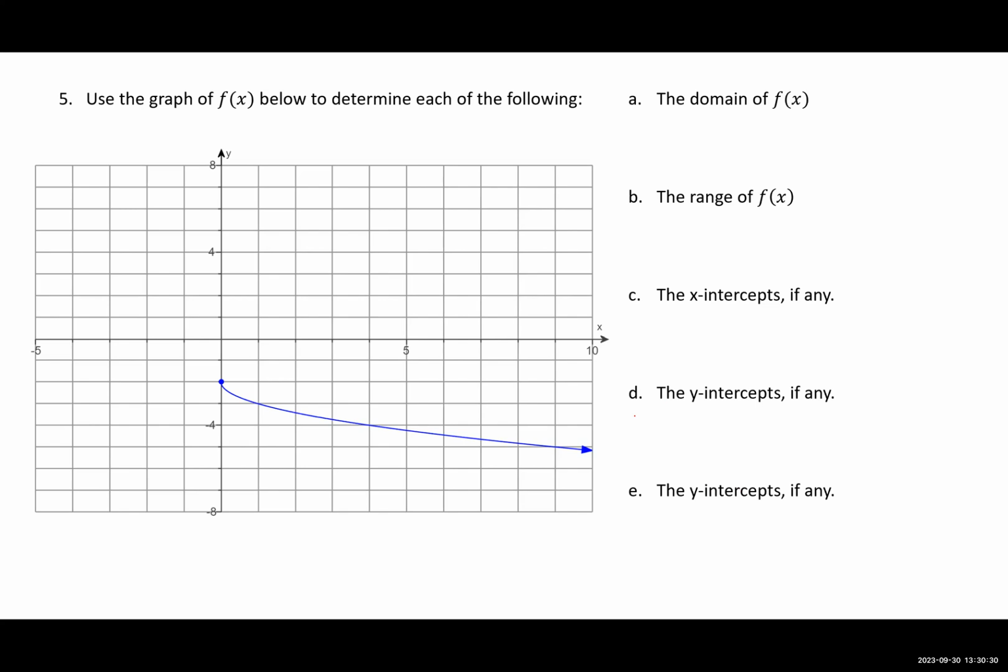Well, let's talk about a and b first. The domain of function f of x. So this is the graph of the f function. It says use the graph of f of x below to determine each of the following. We've got 5 parts. The domain of f of x. Well, the domain is the set of all x values associated with this graph. So all of these x values I just highlighted, and that goes on forever, all of these x values that I just highlighted appear somewhere on the graph.